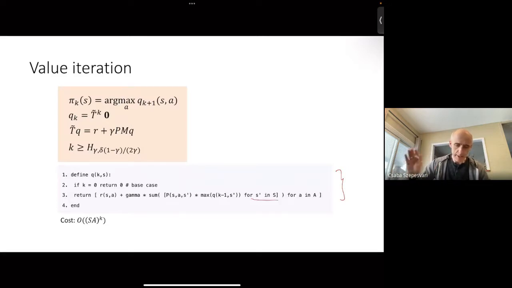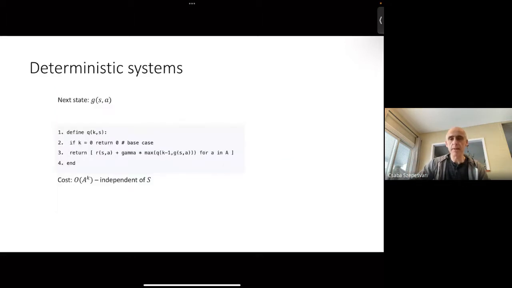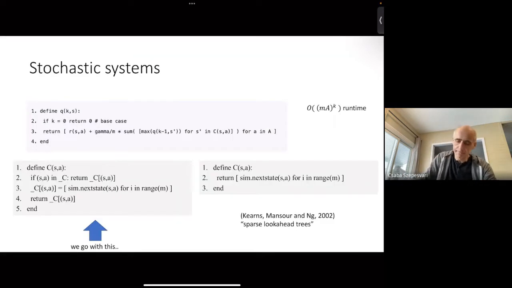Last time we said that an interesting special case is that of deterministic systems, where the sum can be optimized away because the next state is just a function of the current state and the action. And if you have a simulator, then the simulator should be able to give you this next state. And then the reasoning is that stochastic systems may not be so different from deterministic systems. So what can you do? Well, one thing you can do is sample next states whenever you need them.